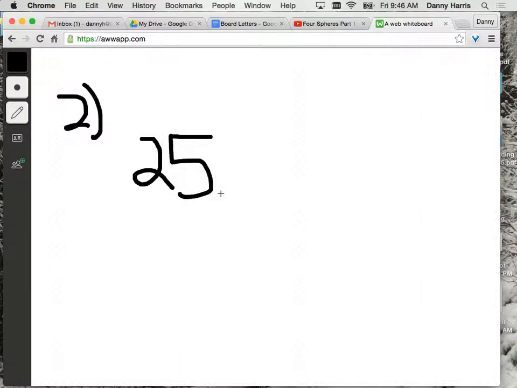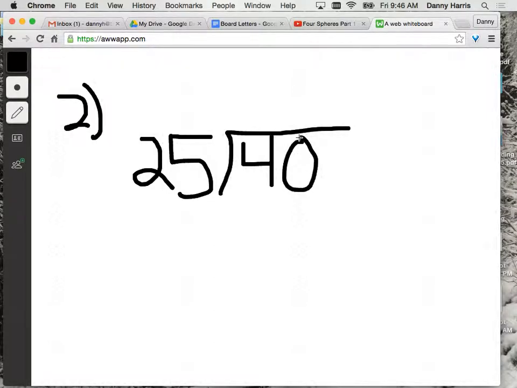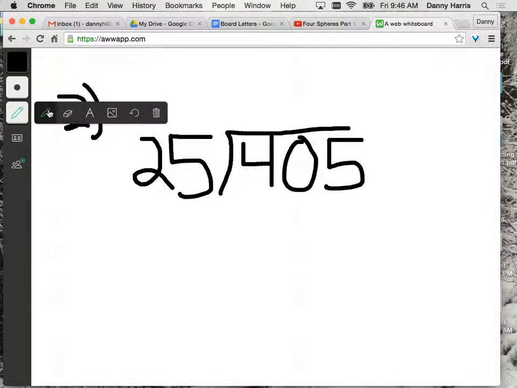Hey everybody, we're going to start talking about how to completely get rid of remainders in our division problems. So we're going to start by doing problem number 2, that's a 2, on page 113 of our small book. Now in this problem we are going to be dividing 405 by 25. Now, we're going to go about this just like normal division.